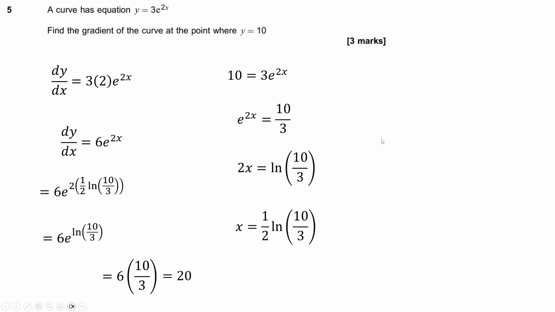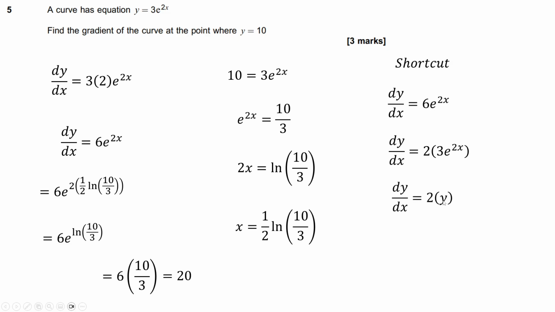which is just 20. Now there's a shortcut to this question, which is how I think they intended you to do it, but if you differentiate it, you'll get 6e to the 2x, as we already know. But if we rewrite this as 2 lots of 3e to the 2x, 3e to the 2x is just y, right? So we can just replace this with y. And we know that y equals 10 at this point here, so we plug in 10 there and get 20. That is also our answer.